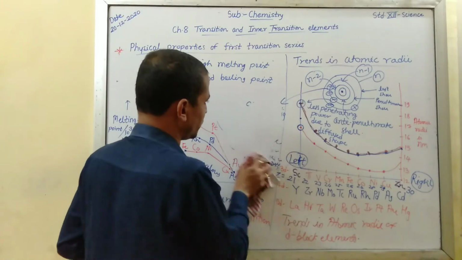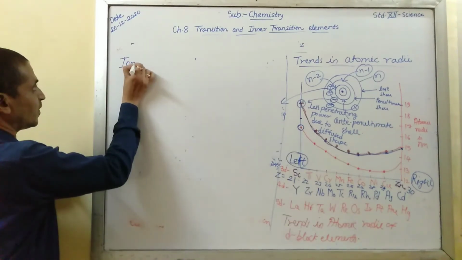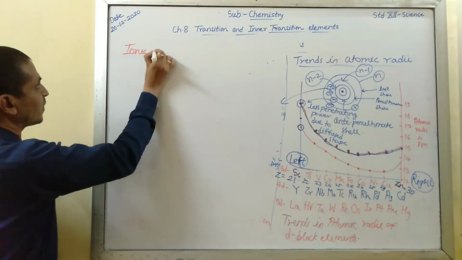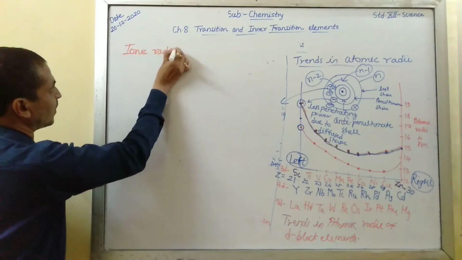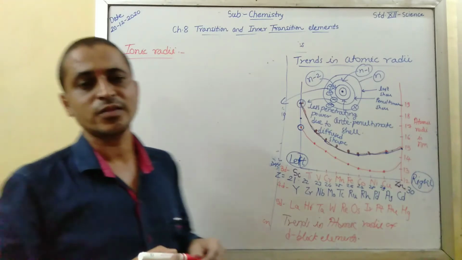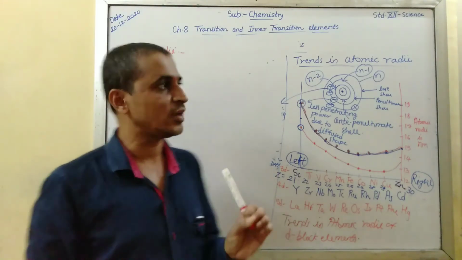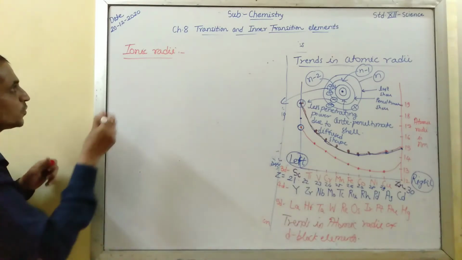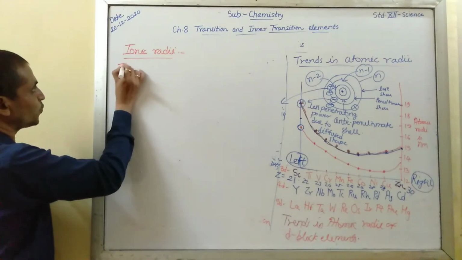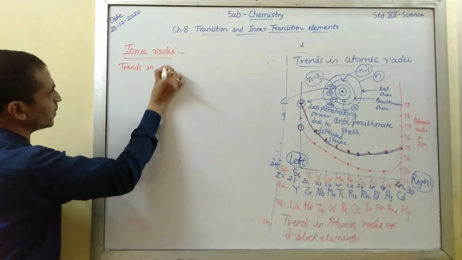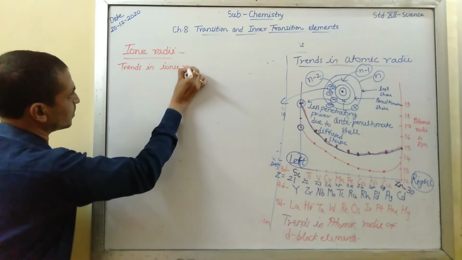Now come to the next point. In case of ions, the distance between center of the nucleus and outermost shell of an ion is called ionic radius, or it is also called ionic size. Now come to trends. Trends in ionic radii.